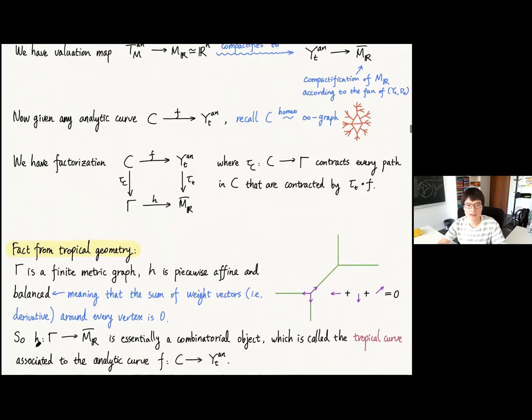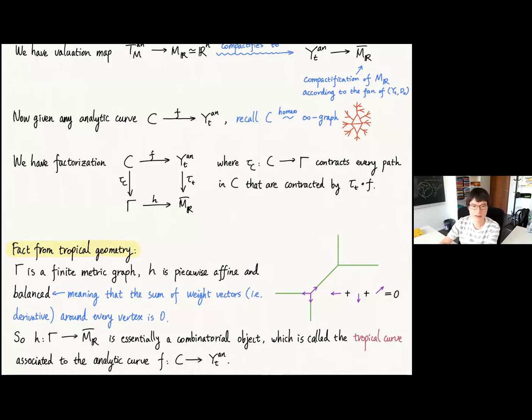So this tropical curve h, this map h after the contractions, is essentially a combinatorial object, and this is called the tropical curve associated to the analytic curve F from C to the analytic toric variety.